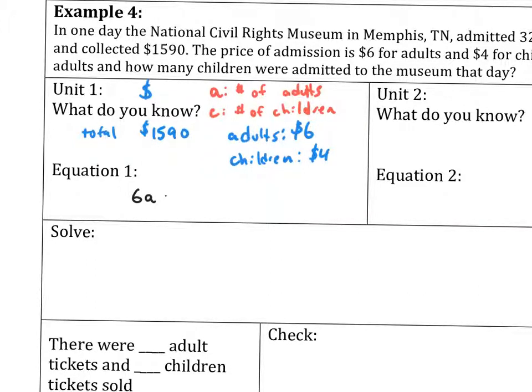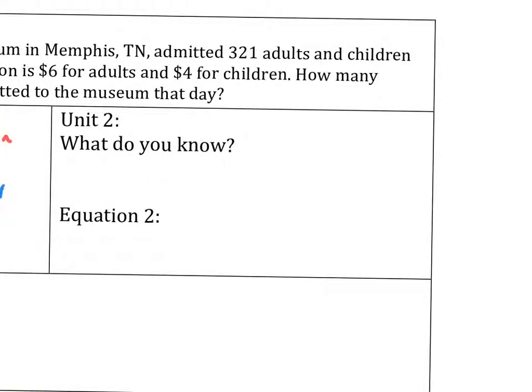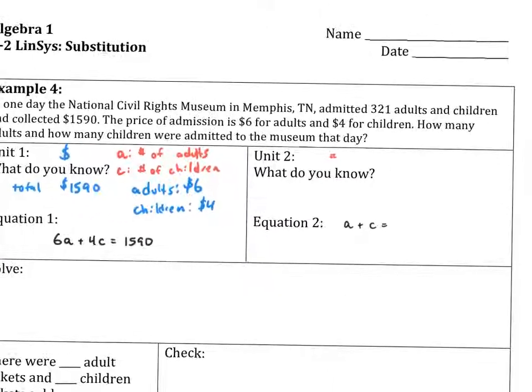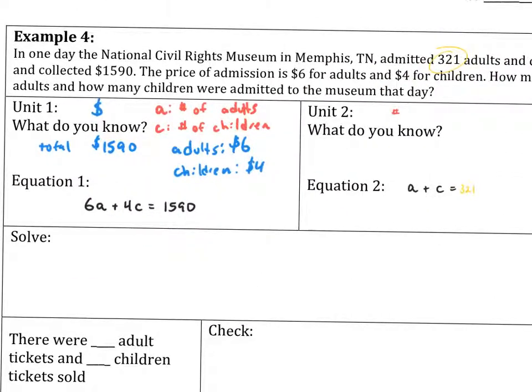$6 times the number of adults plus $4 times the number of children is equal to $1,590. So the same idea happens over here. But in this case, we're talking about just the total number of children and number of adults. Well, this one's much more straightforward. If we just had the number of adults plus the number of children, it equals 321, is what it says right there. So it equals 321. Okay, now, how do we solve this?